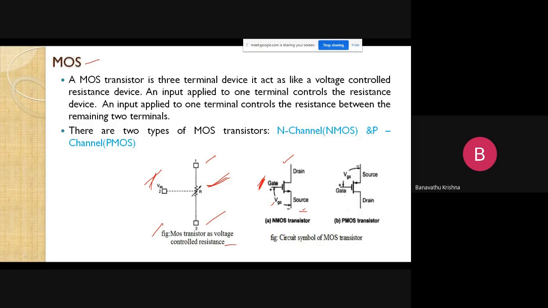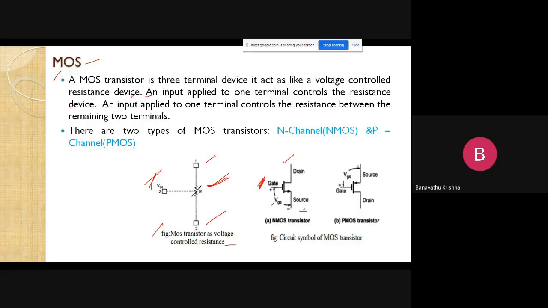So you already know that the metal oxide semiconductor device has three terminals. Let us discuss the first point here. A MOS transistor is a three-terminal device. It acts like a voltage controlled resistance device. An input applied to one terminal controls the resistance of the device.